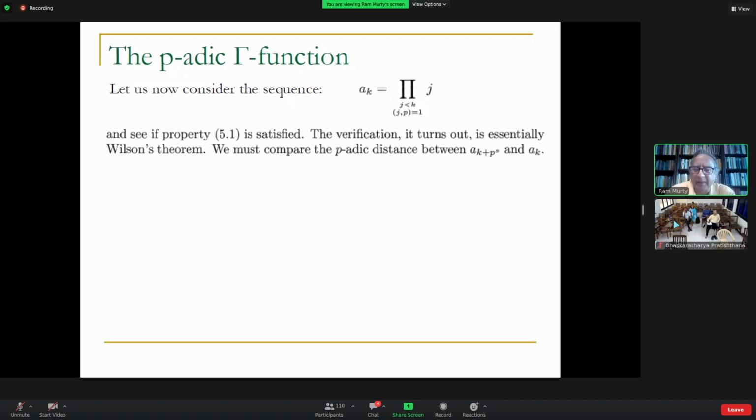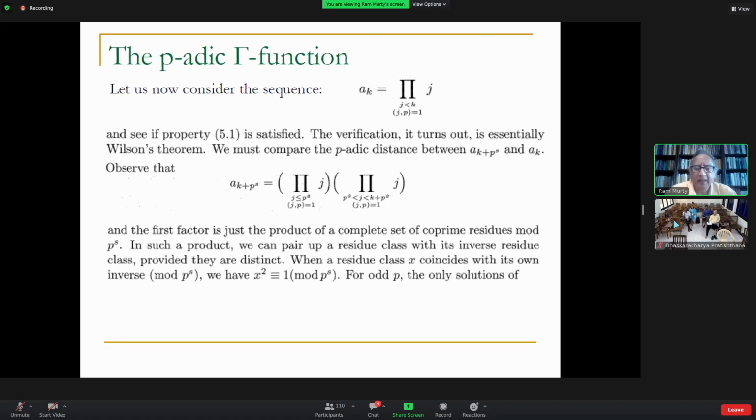We must compare the p-adic distance between a_(k+p^s) and a_k. So we just write down the definition of a_(k+p^s). It's the product of all the numbers from 1 to k plus p^s which are co-prime to p. And then that can be factored as the product of the numbers up to p^s, and then p^s to k plus p^s. The first factor is just the product of a complete set of coprime residue classes mod p^s.